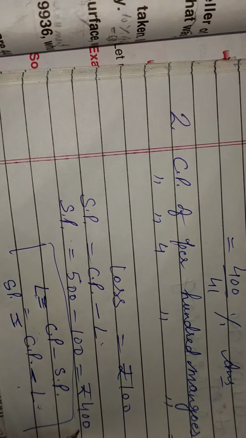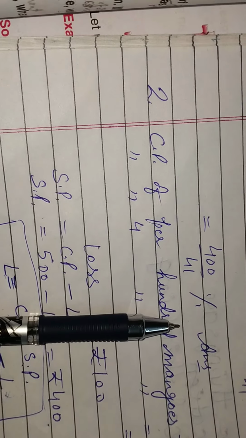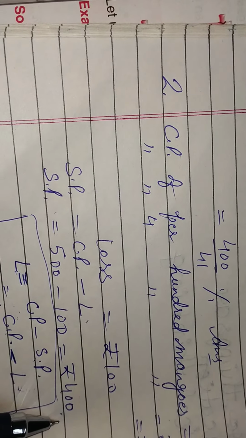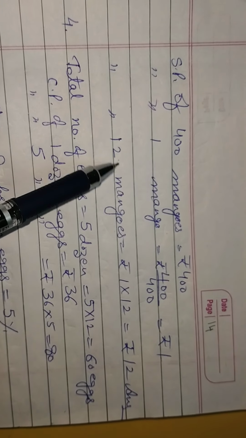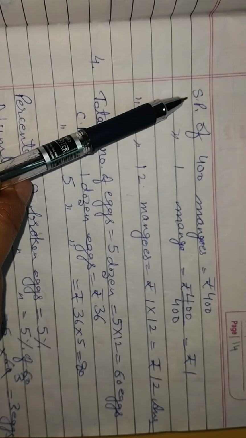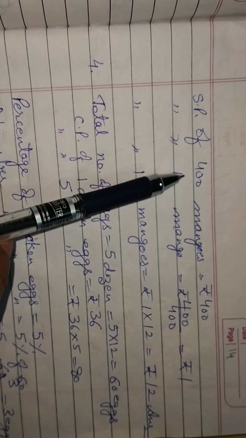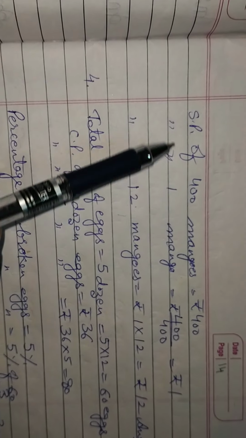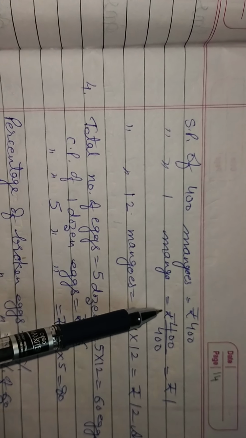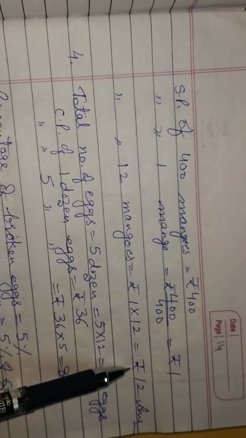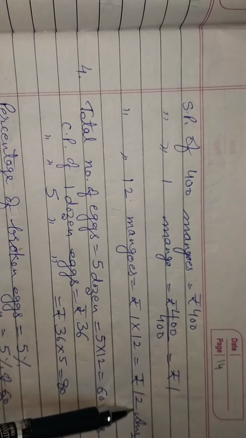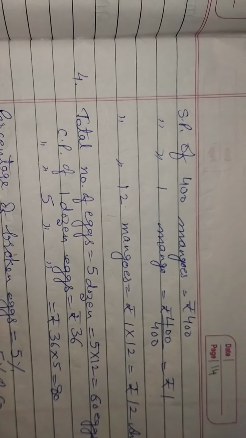But it is asked to find the selling price of one dozen mangoes. It is the selling price of 400 mangoes and it is asked to find the selling price of 12 mangoes, means 1 dozen mangoes. We will find it like this. Selling price SP of 400 mangoes is equal to rupees 100. Selling price of 1 mango is equal to rupee 1. Selling price of 12 mangoes is rupees 12. In this way we can find the answer.